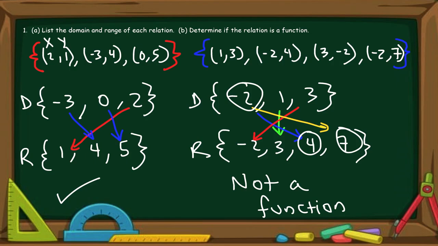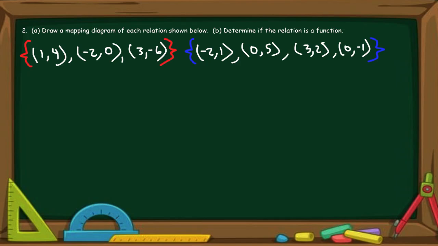So a quick way to look at a relation to see if it's not going to be a function is to look for repeating x values. If you see two x values that are the same but correspond to two different y values, then you know the relation is not a function. Let's move on to the next example.